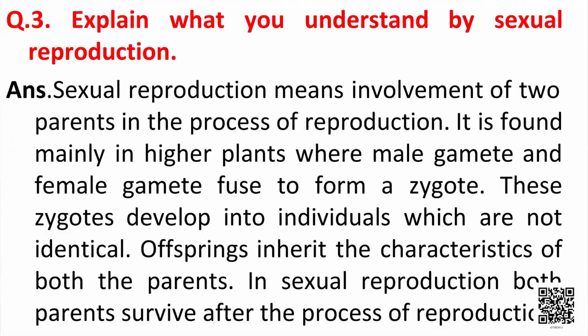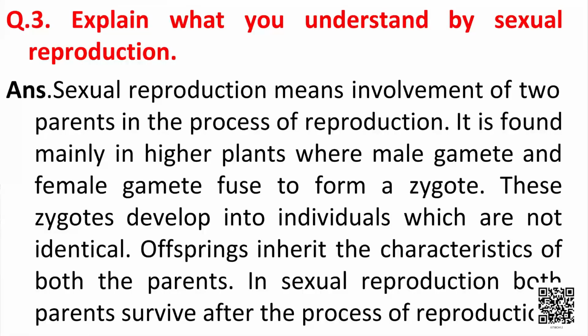Now with this we are on to the third question. The third question is: explain what you understand by sexual reproduction. To answer it, students, sexual reproduction means the involvement of two parents in the process of reproduction. It is found mainly in higher plants where male and female gametes fuse to form a zygote. These zygotes develop into individuals which are not identical.